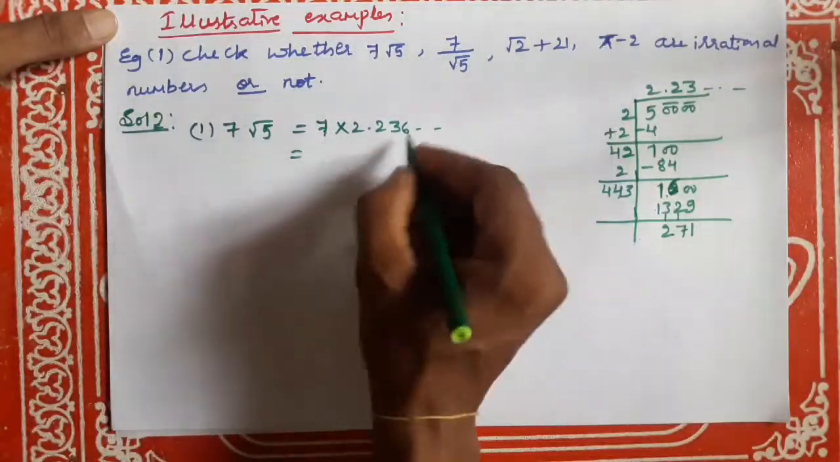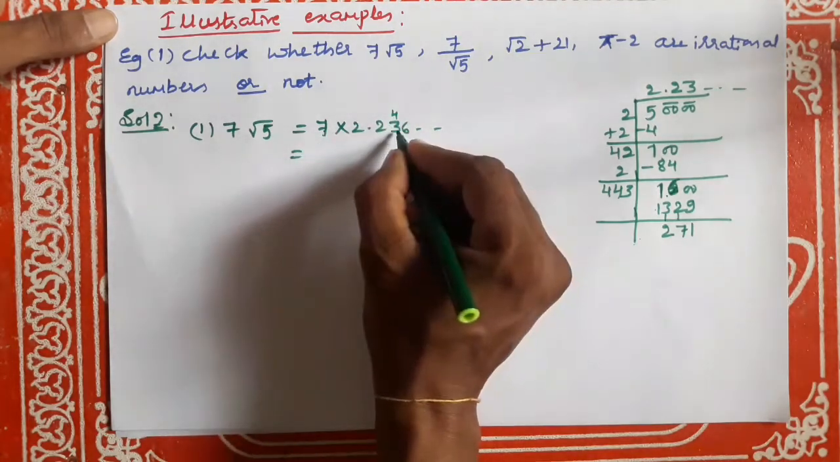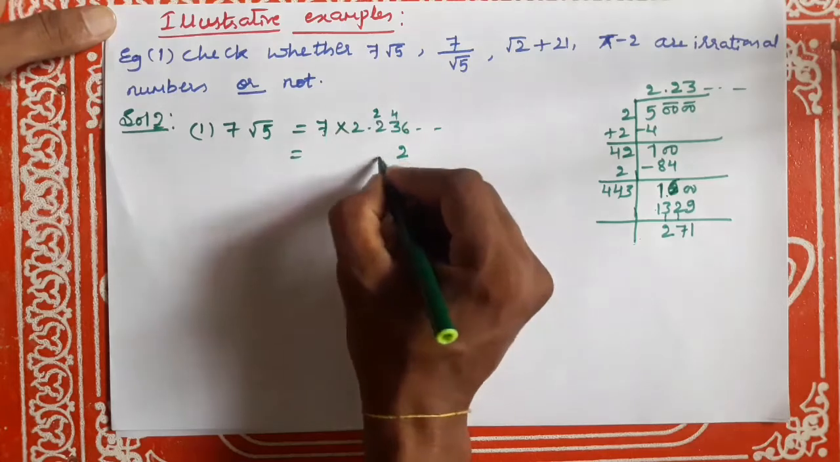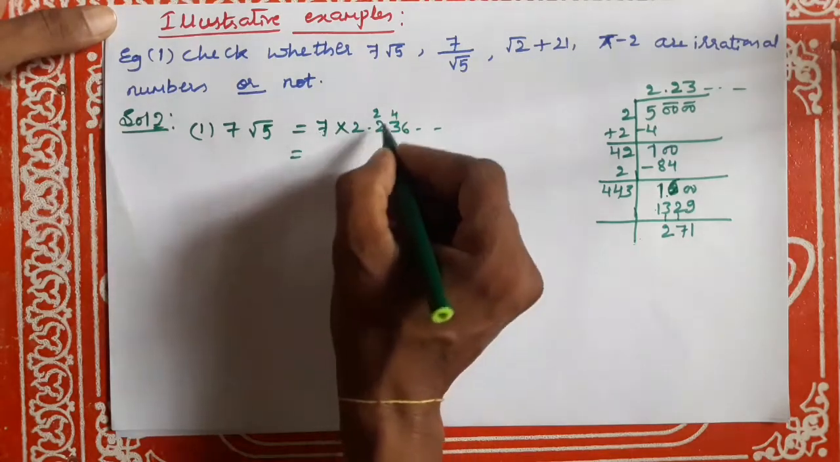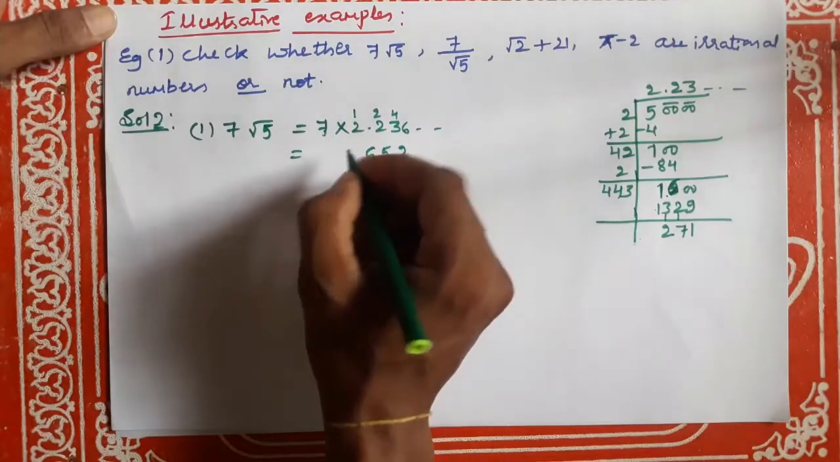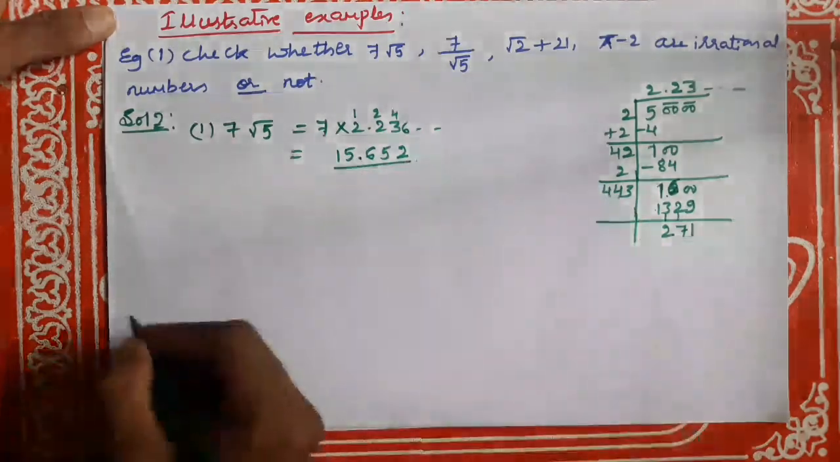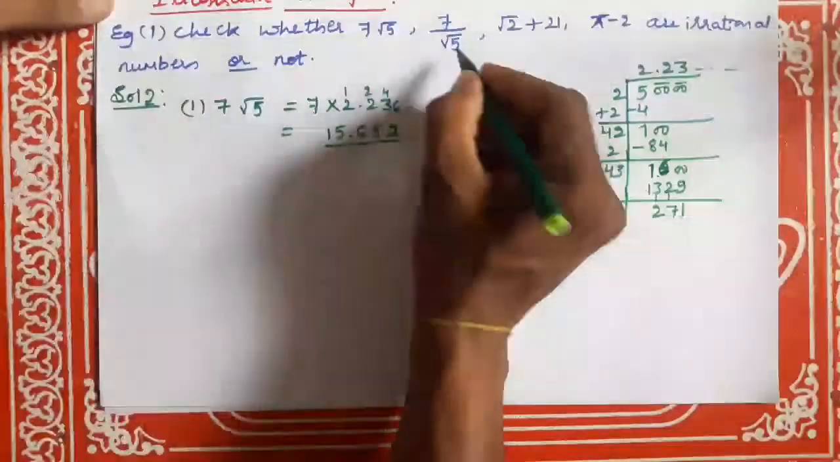If you multiply, what will you get? 7 6s are 42, 7 3s are 21, 21 plus 4 is 25, 2 carry 5, 7 2s are 14, 14 plus 2 is 16, 1 carry 6, 7 2s are 14 plus 1 is 15. We will get the answer 15.652. Same like this, we will get the other answers also.